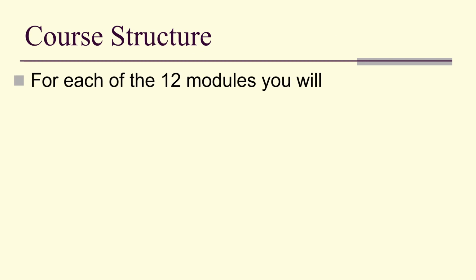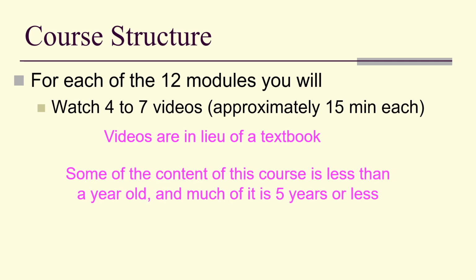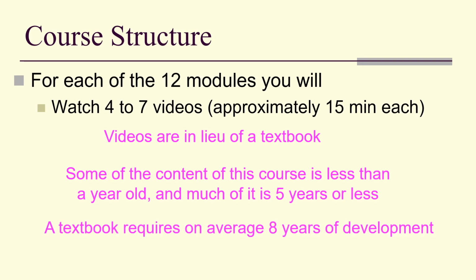So for each of the 12 modules, you'll watch 4 to 7 videos. They're approximately 15 minutes each. Some are longer. I don't think any go over 20 minutes. Videos are in lieu of a textbook. Why? Well, some of the content in this course is less than a year old, and a lot of it is less than 5 years old. A textbook, on average, requires 8 years of development.